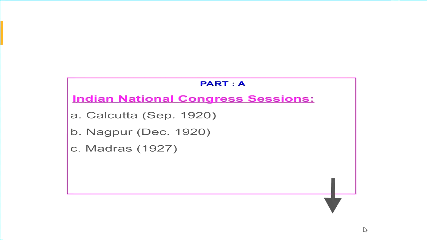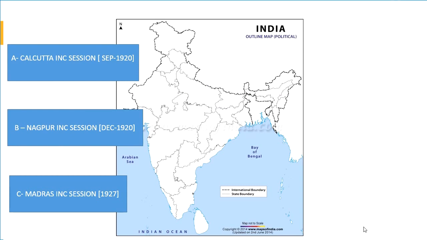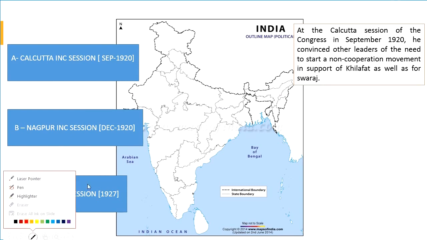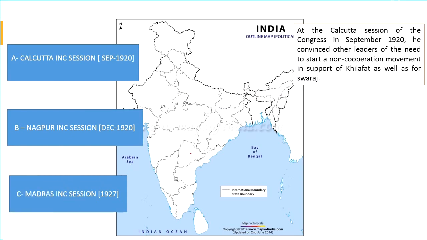There are three places, mainly from Indian National Congress sessions: Calcutta session, September 1920; Nagpur, December 1920; Madras, 1927. So let's go to these three places one by one. The first place is Calcutta session.